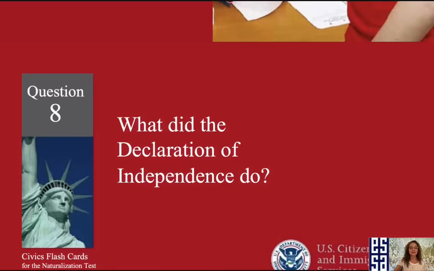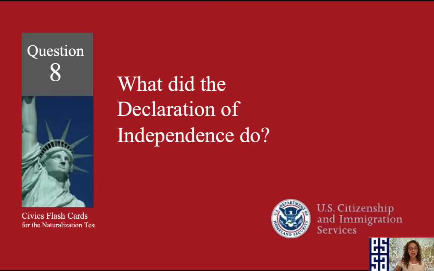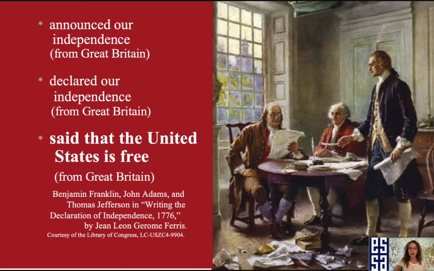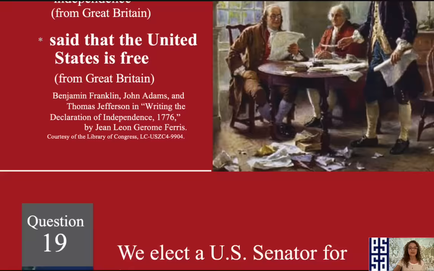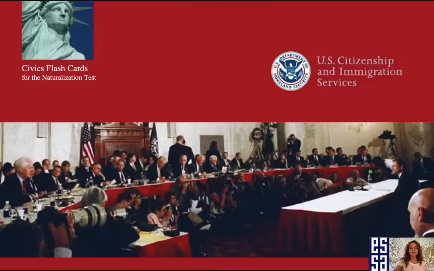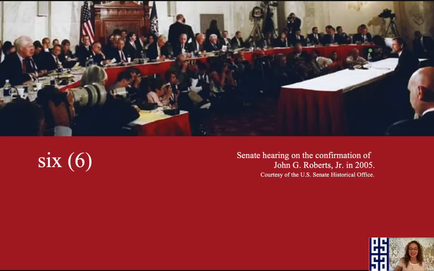What did the Declaration of Independence do? Said that the United States is free. You can add in from Great Britain. Said the United States is free from Great Britain. Or just said the United States is free. We elect a U.S. senator for how many years? 6 years. Remember those S's. Okay, 6 years for a senator.